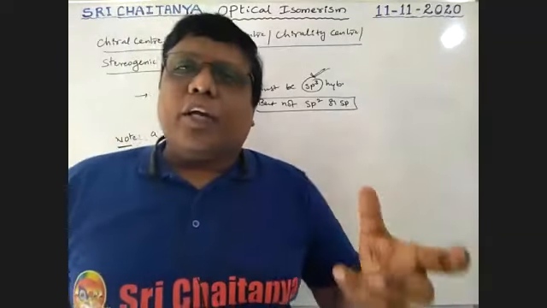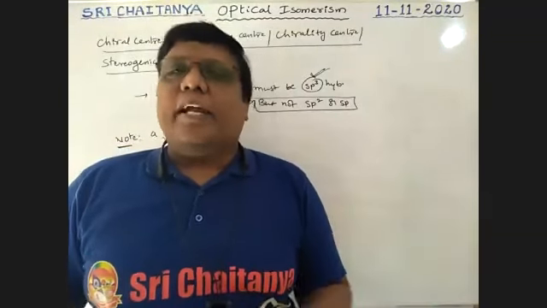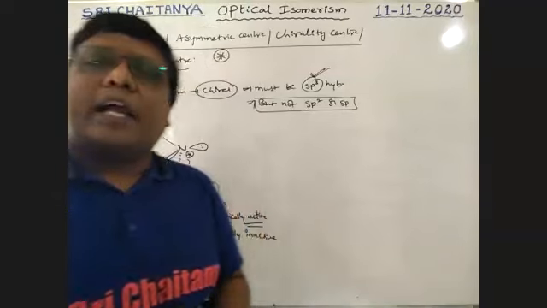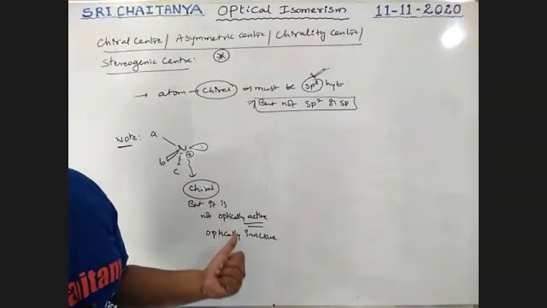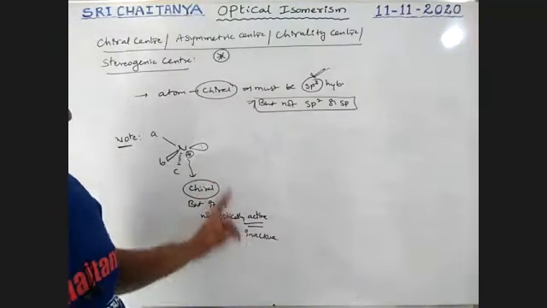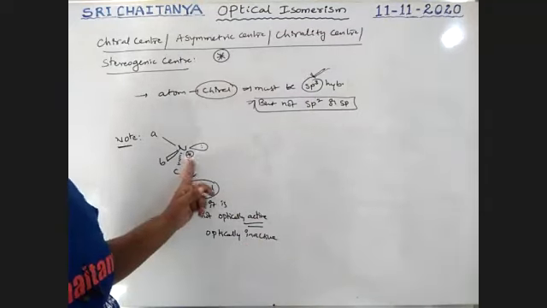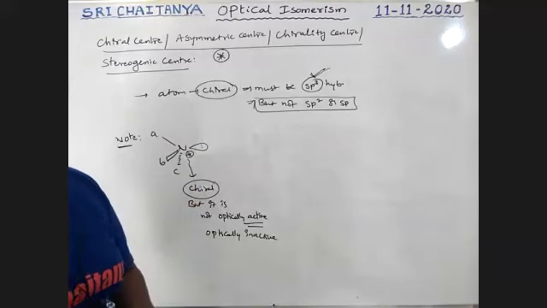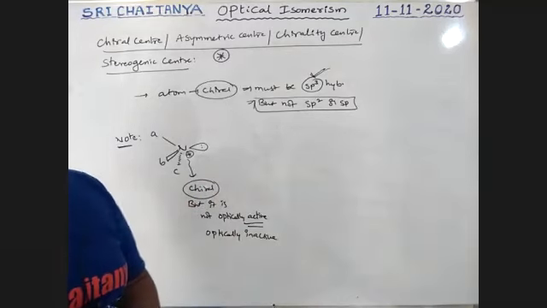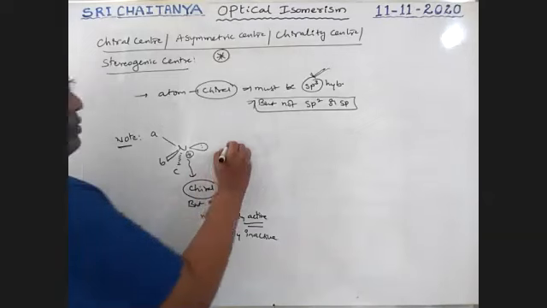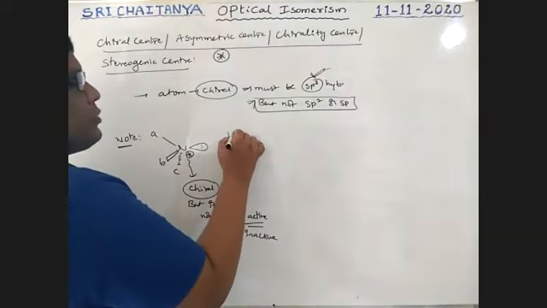So what do you know? Optical activity is the ability to rotate plane polarized light either in a clockwise direction or anti-clockwise direction. That is called optical activity. It does not rotate either clockwise or anti-clockwise. It is optically inactive. Why, sir? Because even though it has a chiral center, why is it optically inactive? Because of flipping. Automatic flipping is taking place.